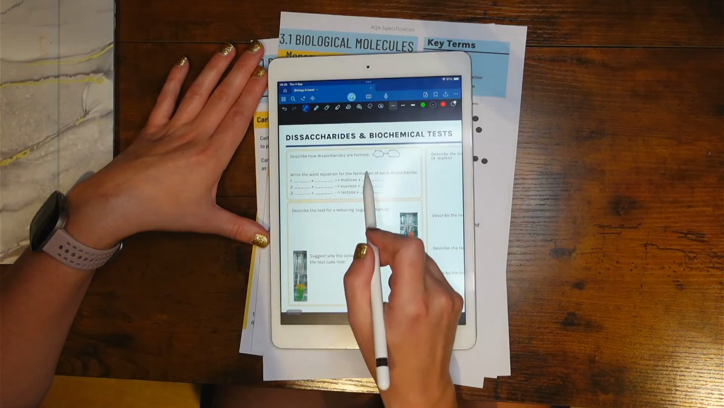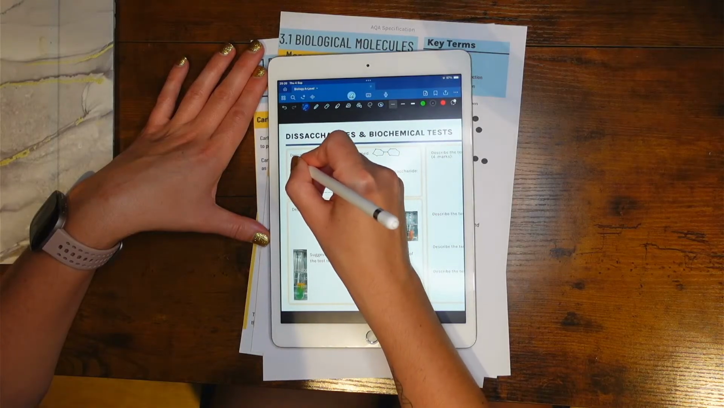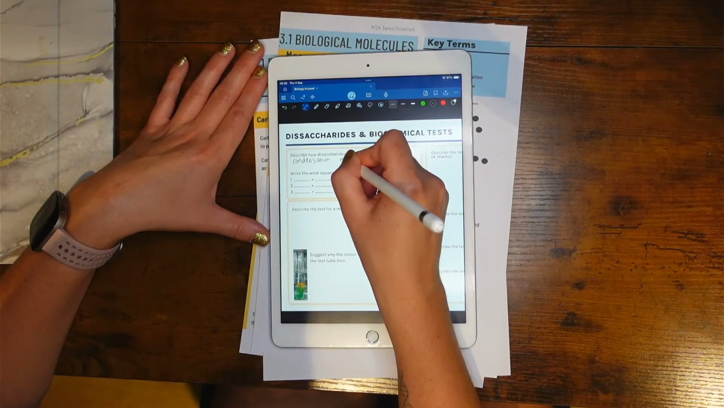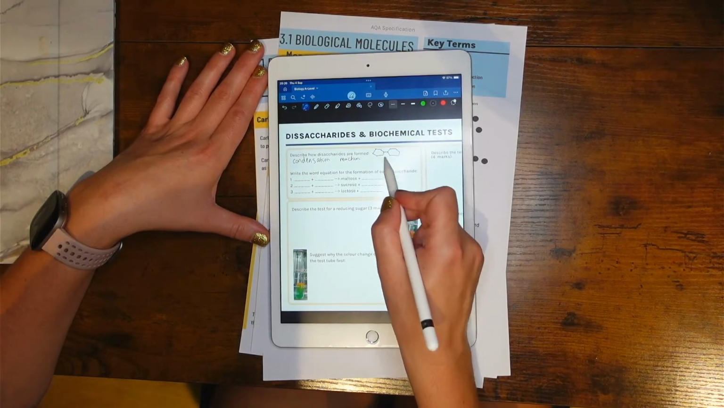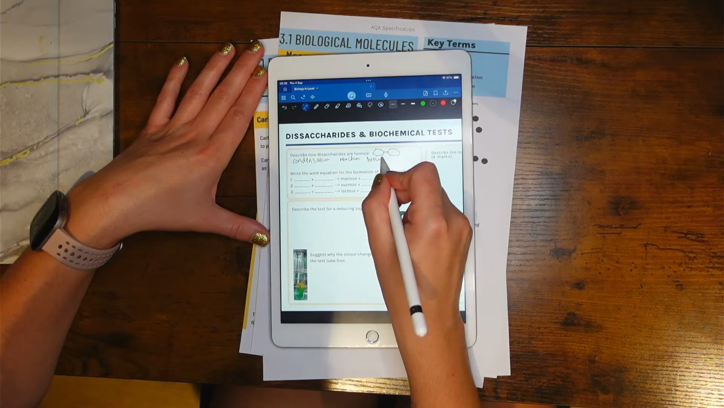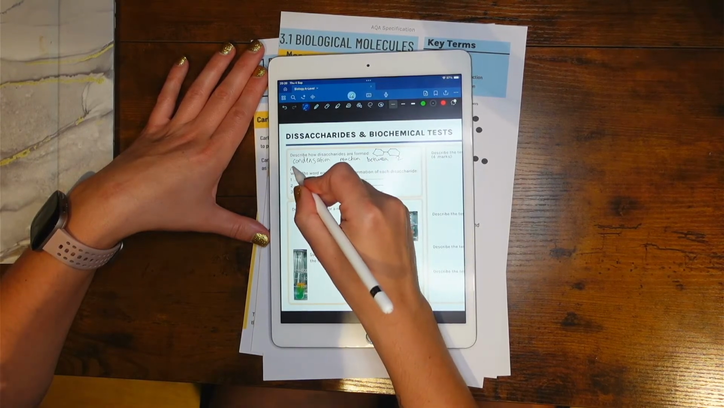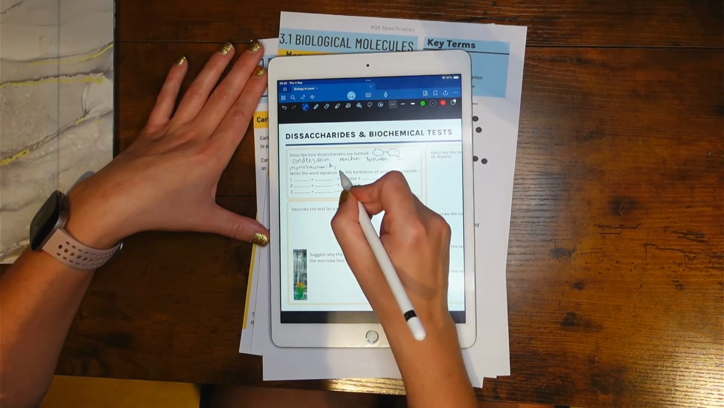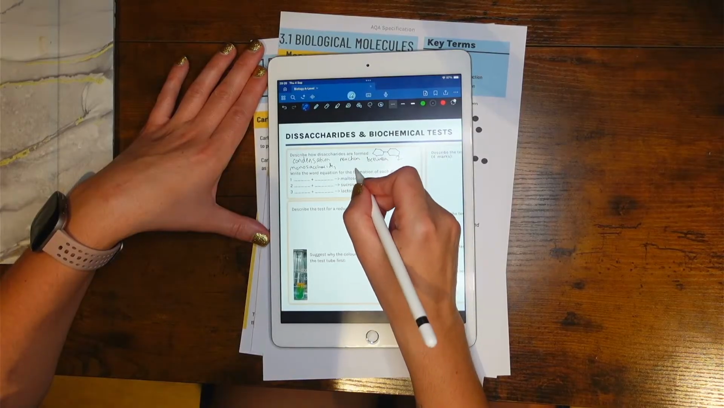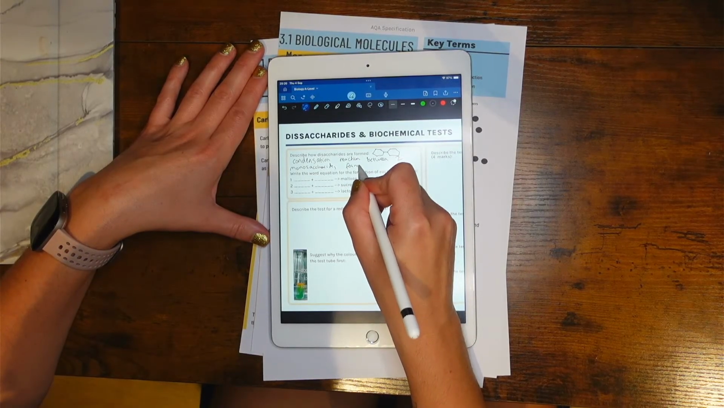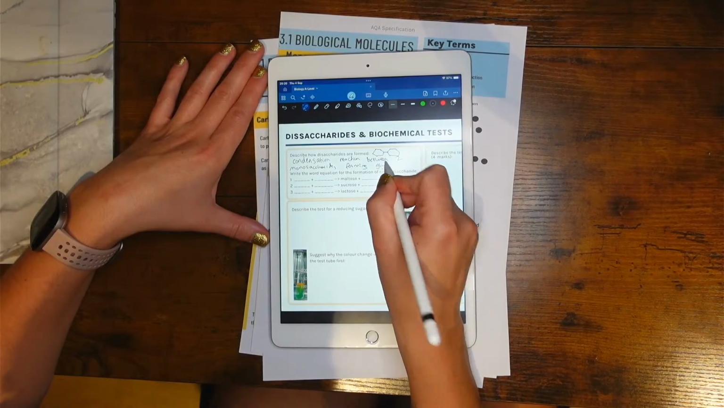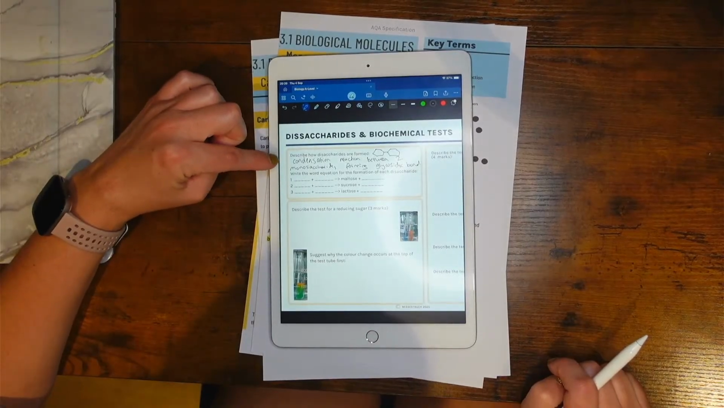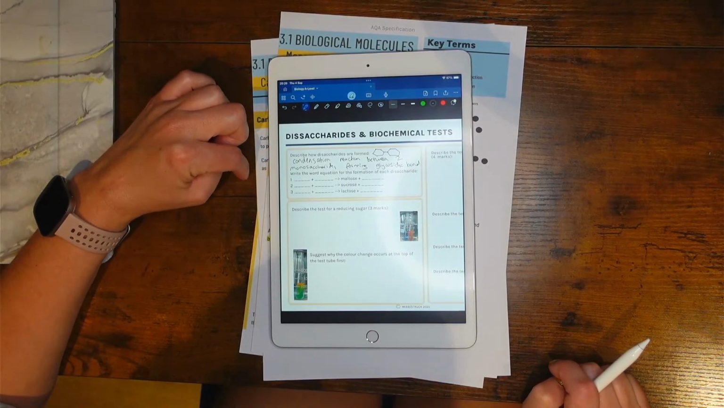So describe how a disaccharide is formed. I would say condensation reaction between 2 monosaccharides. And we haven't actually talked about the bond yet, but the bond that is formed is glycosidic bond. Okay, so that is how a disaccharide is formed.